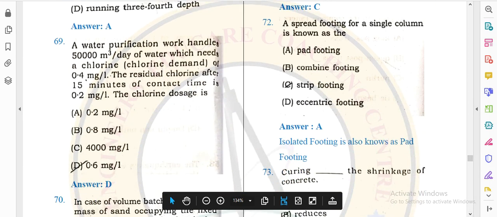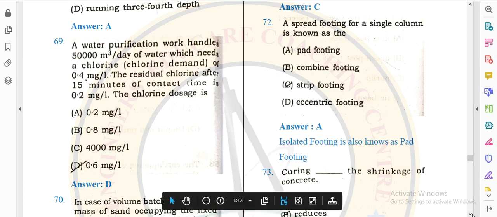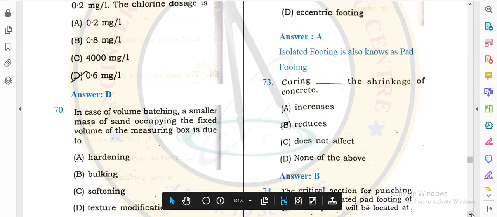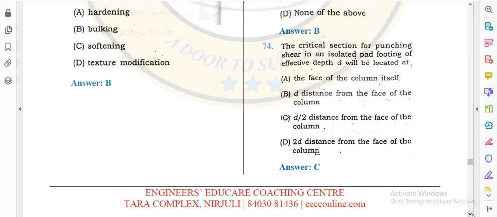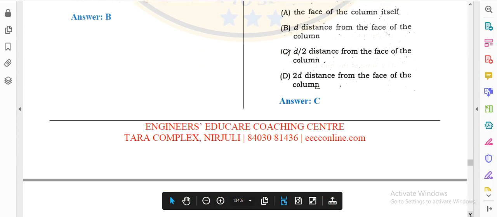Question number 72, a footing for a single column is known as a pad footing. The alternative name of pad footing is isolated footing. Question number 73, curing basically reduces the shrinkage of the concrete. Option B is the correct answer. Question number 74, the critical section of punching shear of an isolated pad footing of effective depth d will be located at option C, that is d by 2 distance from the face of the column.